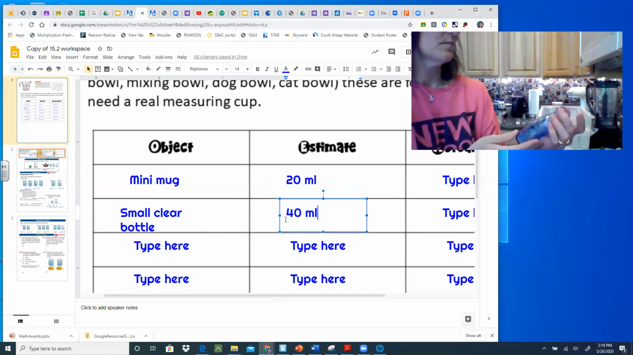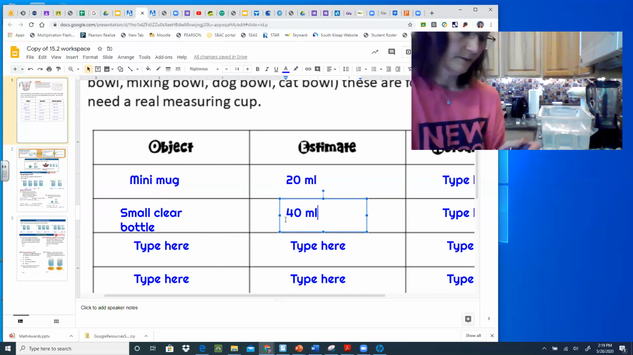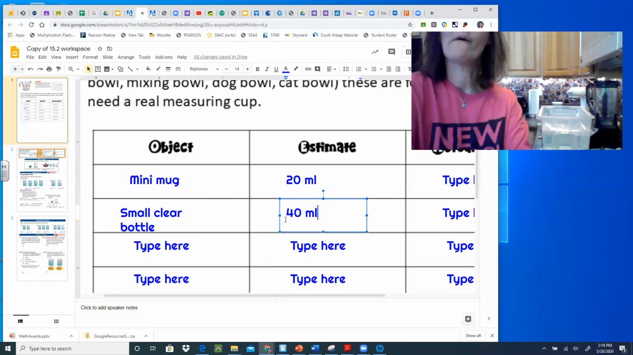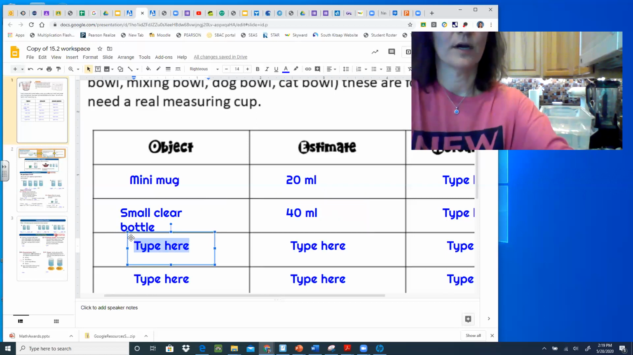Okay, this, my antique milk of magnesia thing, it was made in the USA. I think I'm going to guess like 100 milliliters. We're going to call it blue bottle because I don't want to try to type the other thing.